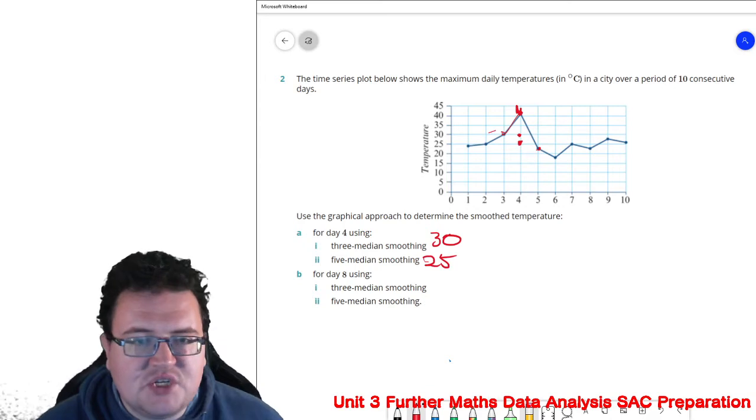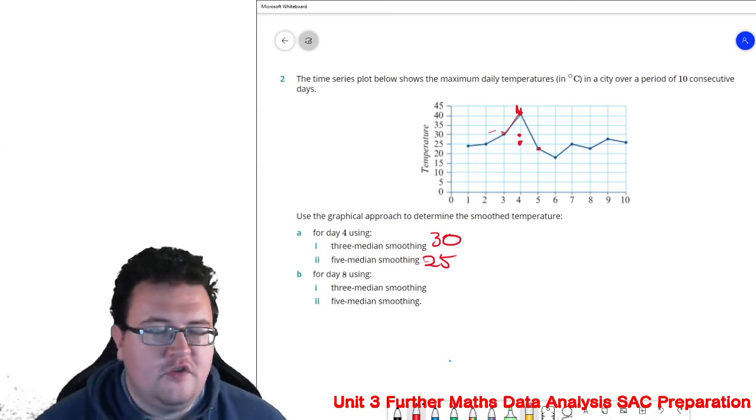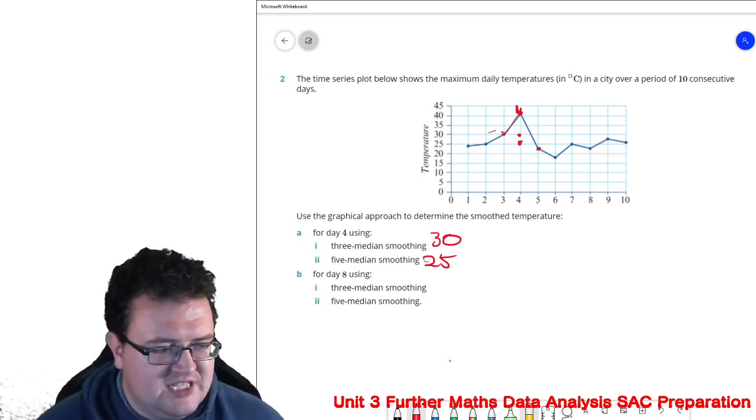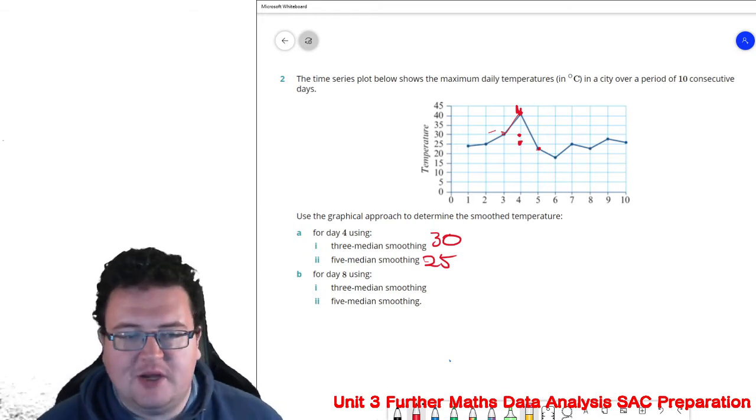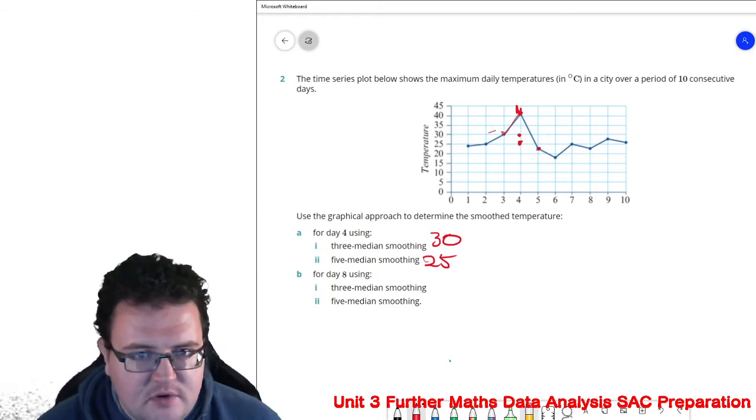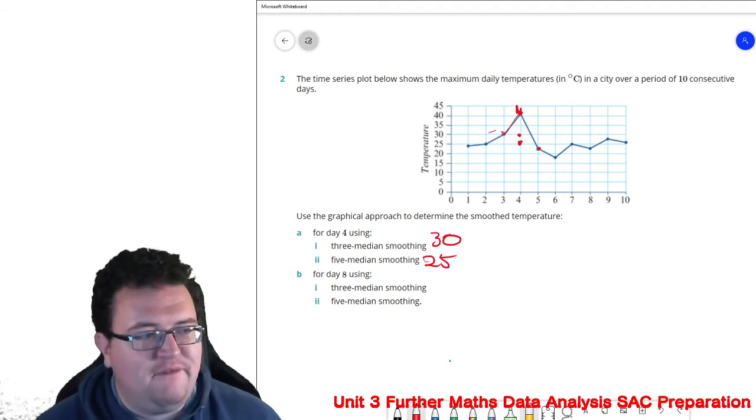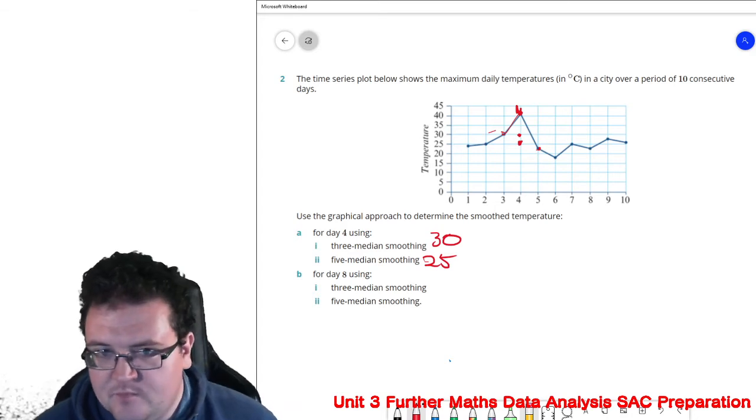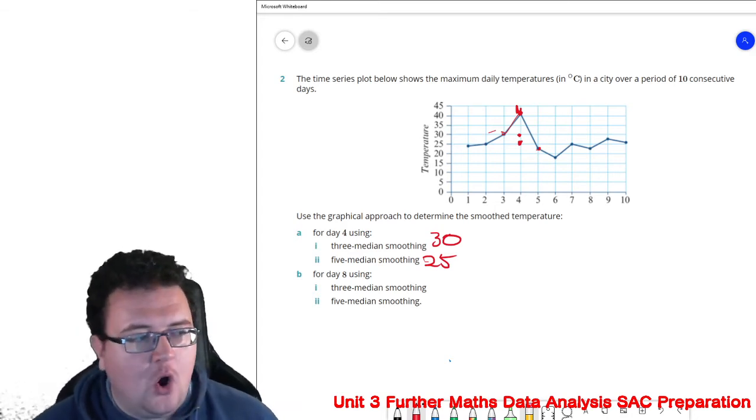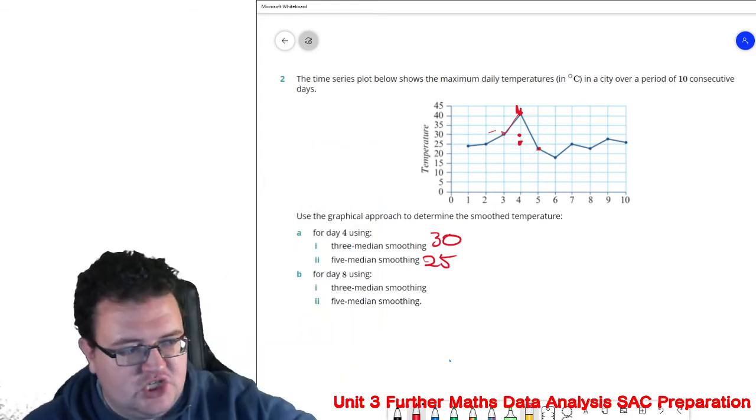The more you smooth, the more data and variation that you lose. You'll notice that by doing a 5 median smooth, it was almost a flat line with a very tiny little dip in it, because it takes away all the extreme highs and extreme lows.